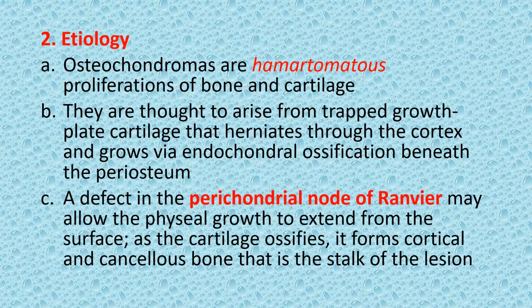The perichondral node of Ranvier is the surrounding cartilage around the physis, and it holds the secondary epiphyseal ossification center to the primary in a much firmer way, together with the fibrous tissue around. This is what I mean by perichondral node of Ranvier.